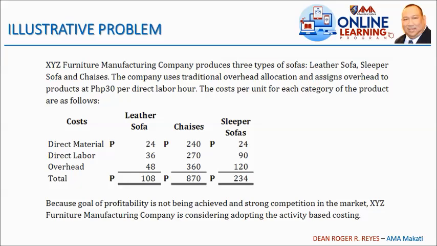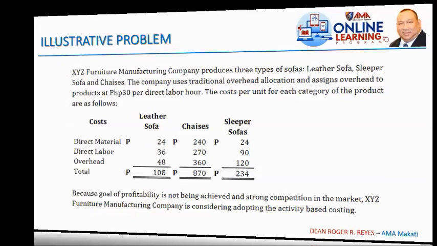Because goal of profitability is not being achieved and strong competition in the market, XYZ Furniture Manufacturing Company is considering adopting the activity-based costing. So makikita natin later on because we will apply kung paano ba gamitin ang activity-based costing. And we will see the difference between the traditional and the activity-based costing.